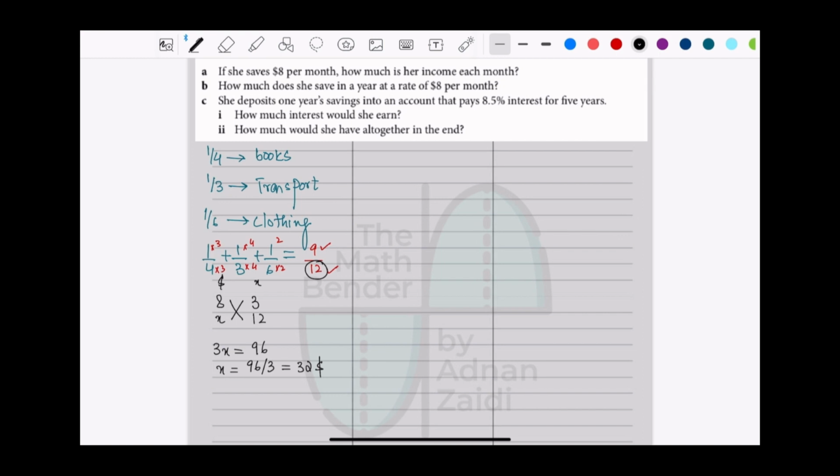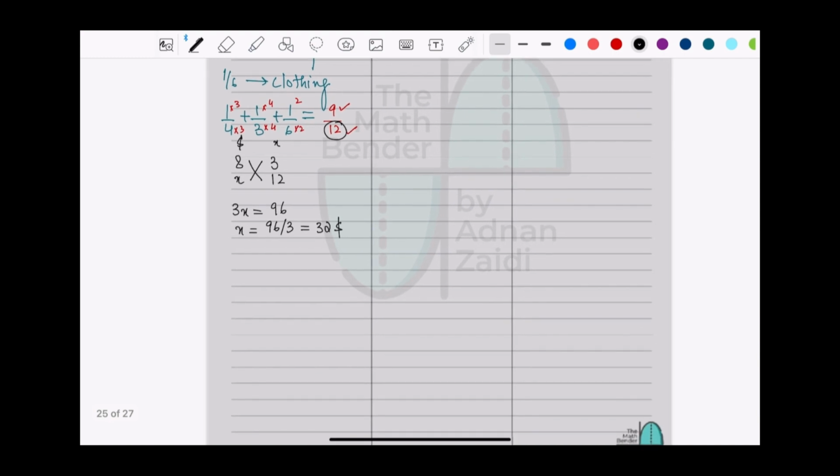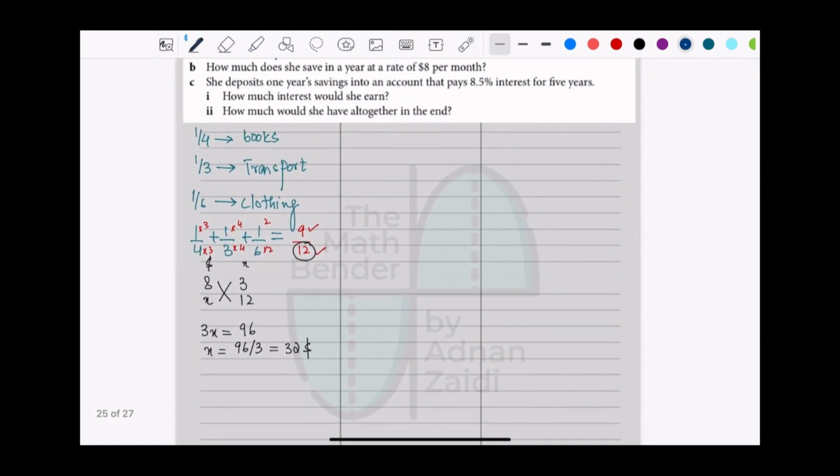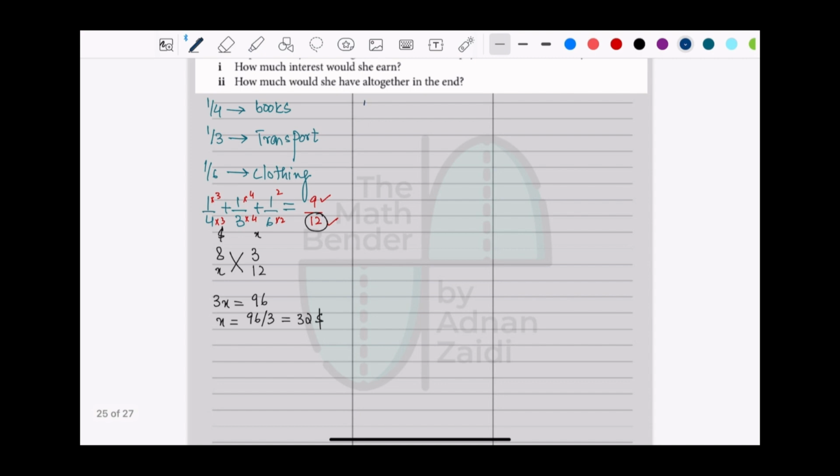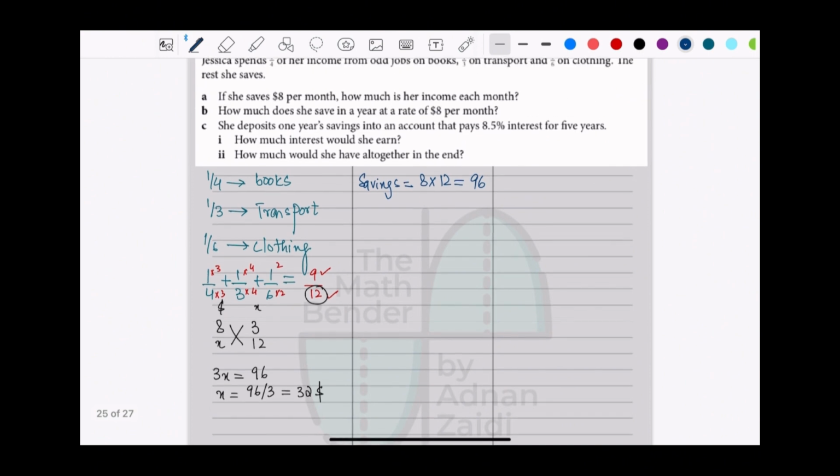Now, part B. How much does she save in a year at a rate of $8 per month? So if she's saving at $8 per month, then her savings will be 8 times 12, which is going to be 96 per year. Now, she deposits 1 year saving into an account that pays 8.5 interest for 5 years. How much interest would she earn? So let's find out the interest.